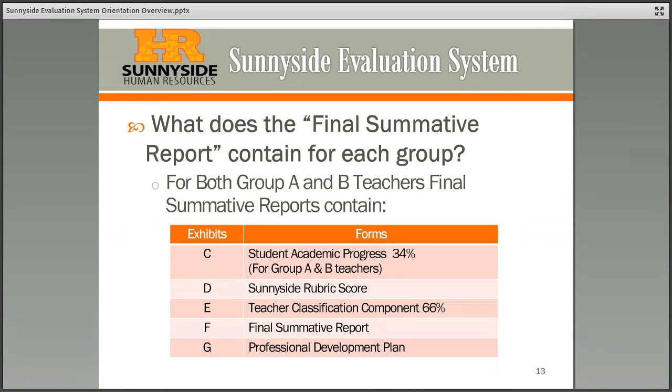The final evaluation report consists of the following exhibits. Exhibit C, which is the student academic progress, which is 34 points. Exhibit D is the total score for the Sunnyside Rubric on the teacher performance. Exhibit E is a teacher performance form and designates the final rating the teacher receives for the 66% on the rubric. Exhibit F is the final summative report, which is where the final classification is determined, which again are highly effective, effective, developing, and ineffective.